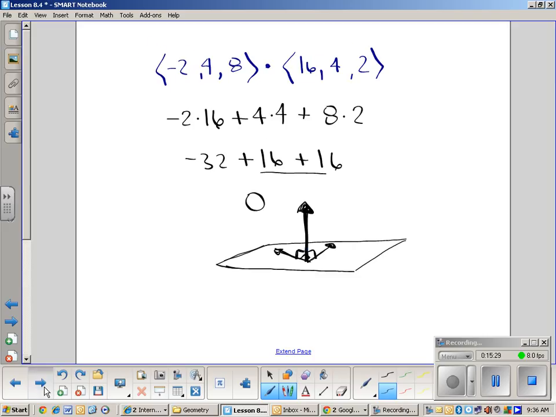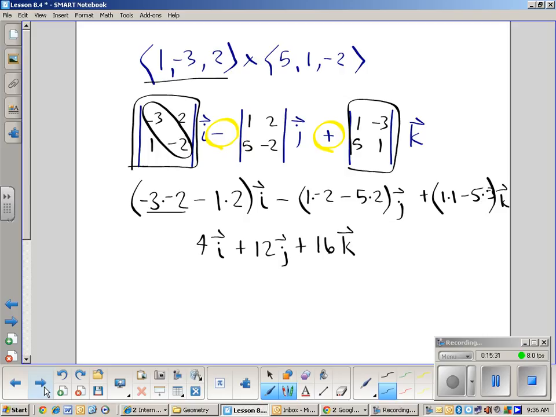All right. Any questions on how we found this? That's our vector, which is our cross product. They might ask it in this form. What would this be? 4, 12, 16. That's correct.